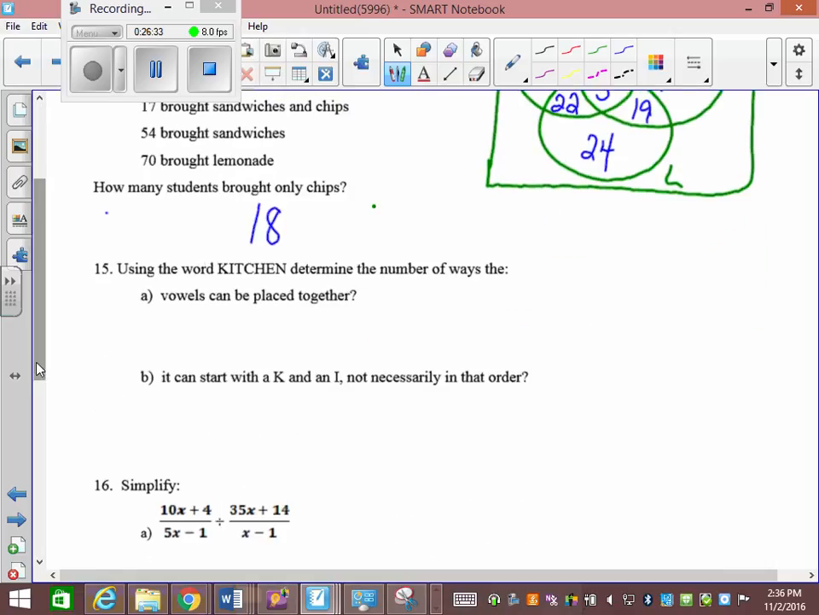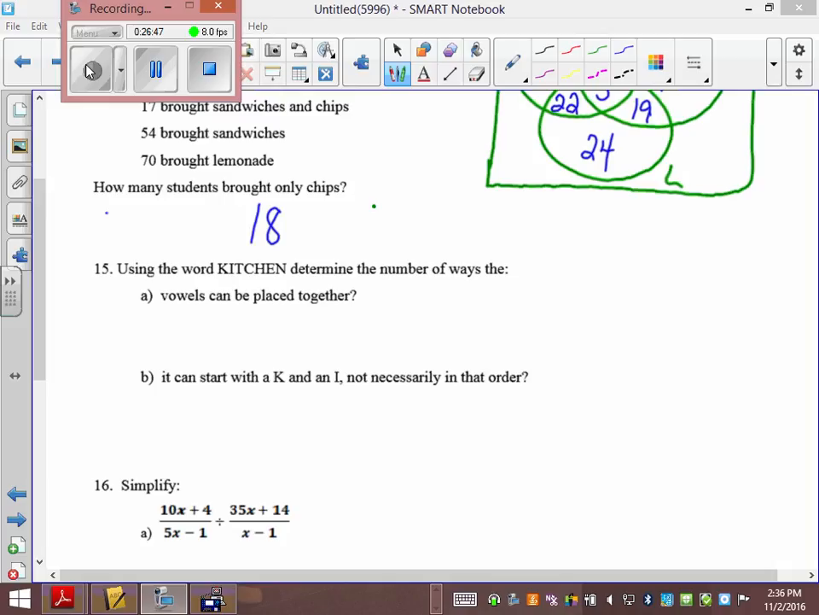Okay. Totally. Use the word kitchen. Determine the number of ways. Got it wrong. I picked this word. No, it wasn't. So the word didn't have any double ups or triple ups. So if it has double ups or triple ups, please remember you need to divide by those, right?